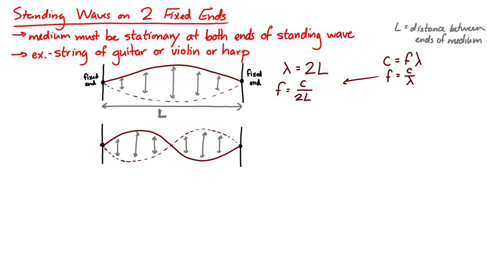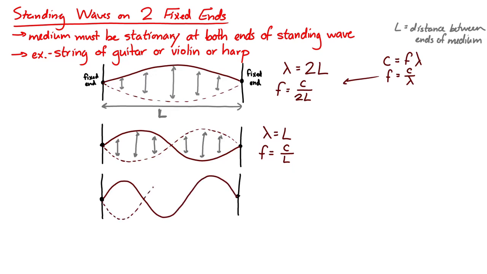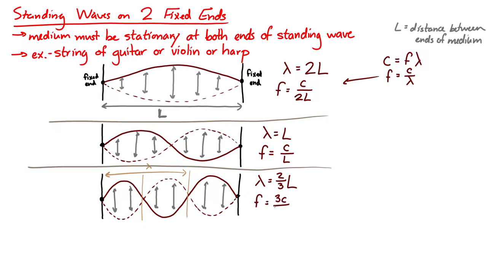Okay. Now, here, a wavelength is just equal to L, and the frequency is equal to C over L. All right. And then the next largest would look like this. And this is a little different. But if we imagine splitting the wave or splitting the length into thirds, one wavelength is 2/3 of that full length L. So a wavelength is equal to 2/3 L. The frequency then is equal to 3C over 2L.